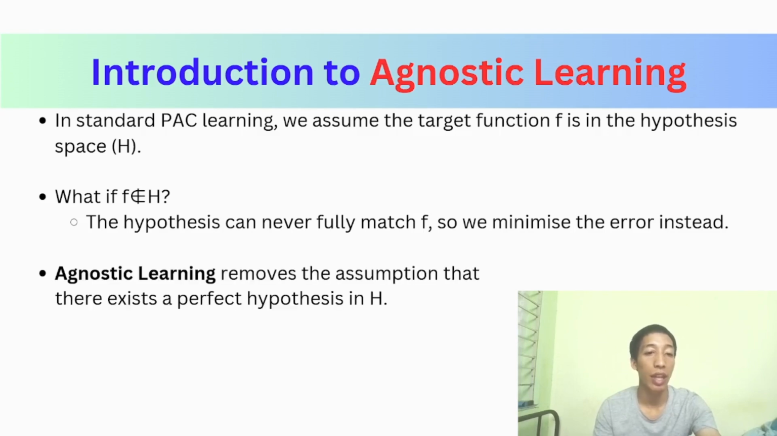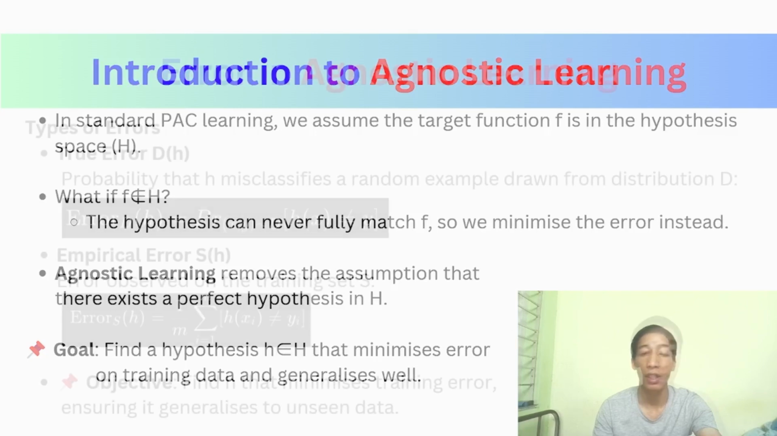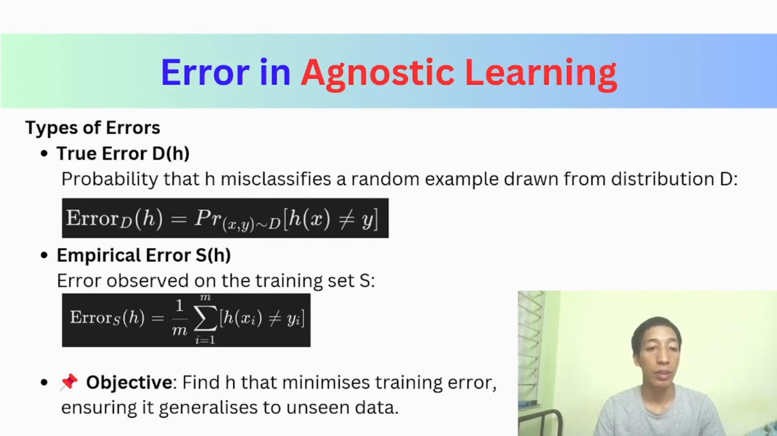This is where agnostic learning comes into play. Instead of assuming that an exact hypothesis exists within H, agnostic learning focuses on minimizing error, acknowledging that the best hypothesis may still have some unavoidable error. Error in agnostic learning. In agnostic learning, we deal with two types of errors.